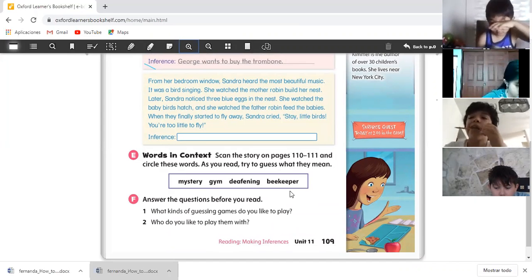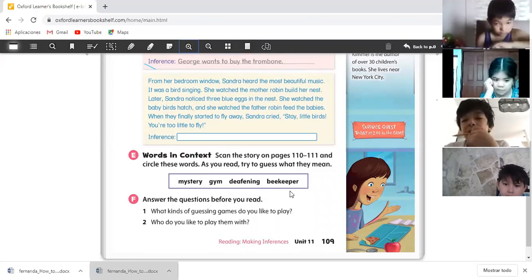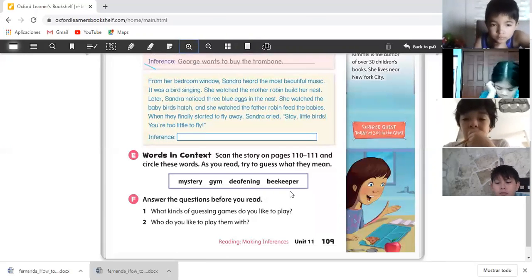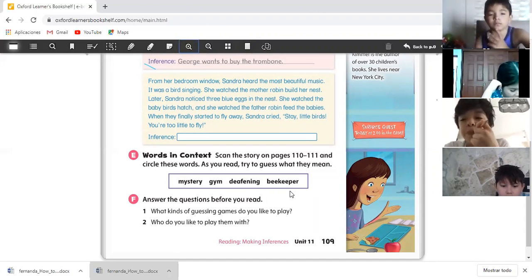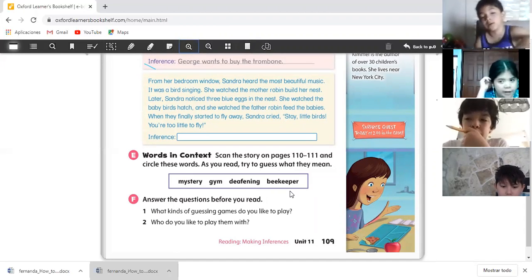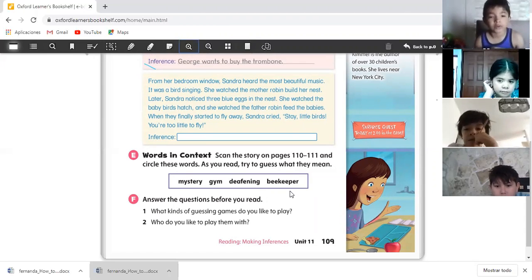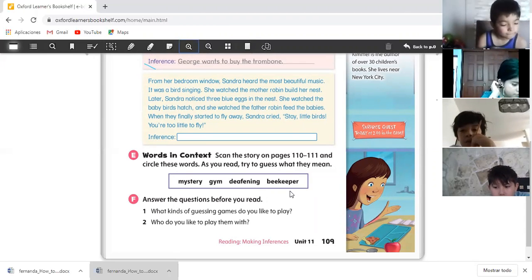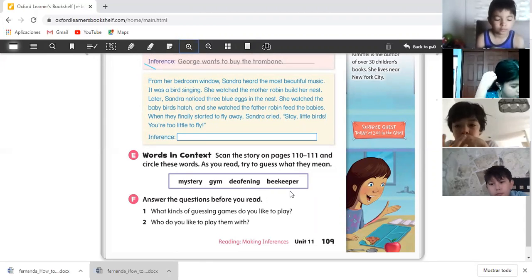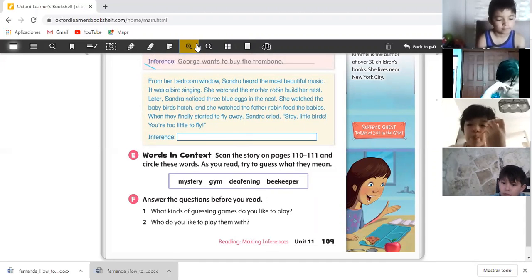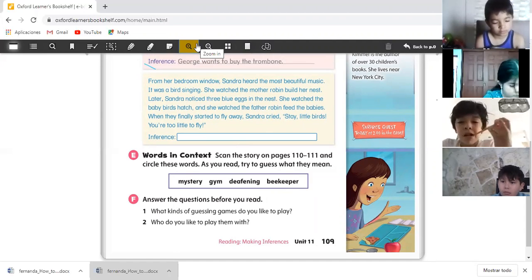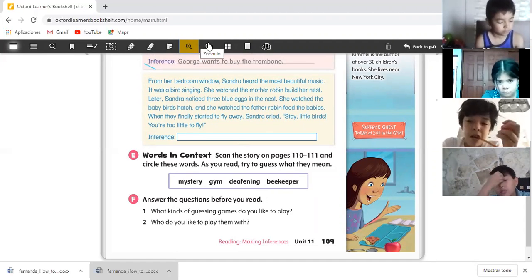Okay, what kinds of guessing games do you like to play? What guessing games are there? Who do you like to play with? With your friends at school, right? Yes? Okay, mis amores. Well, be ready to infer, okay? What is this about, okay?